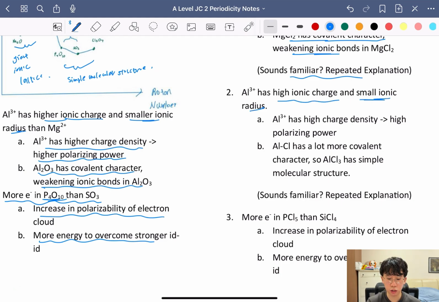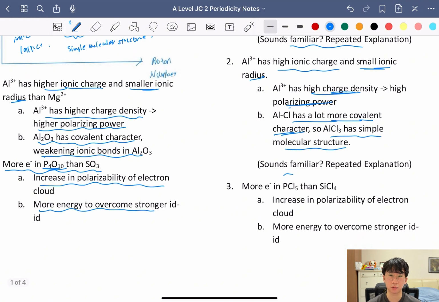And it's the same explanation over here, but this time, because it has very high covalent character, right? It's so high that it actually makes it a covalent bond instead of an ionic bond. So therefore, it's a simple molecular structure instead. So yeah, this is a repeated explanation again and again.